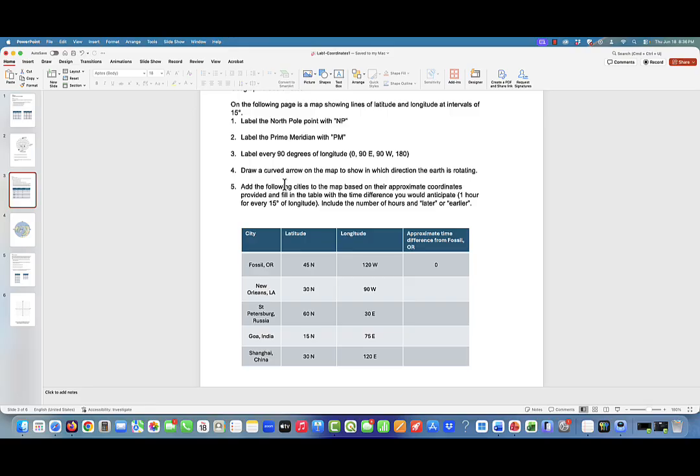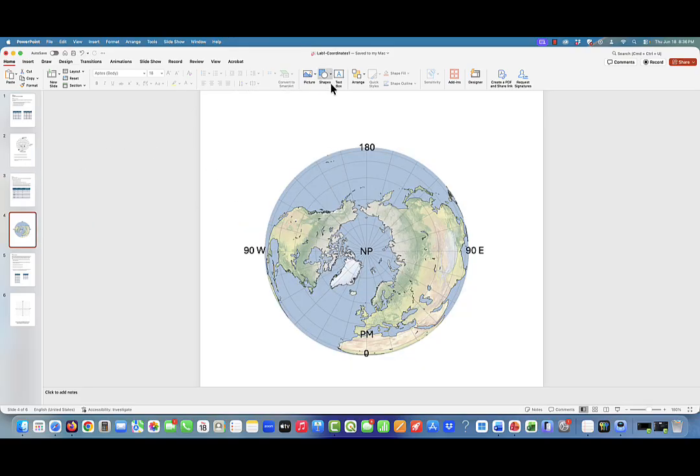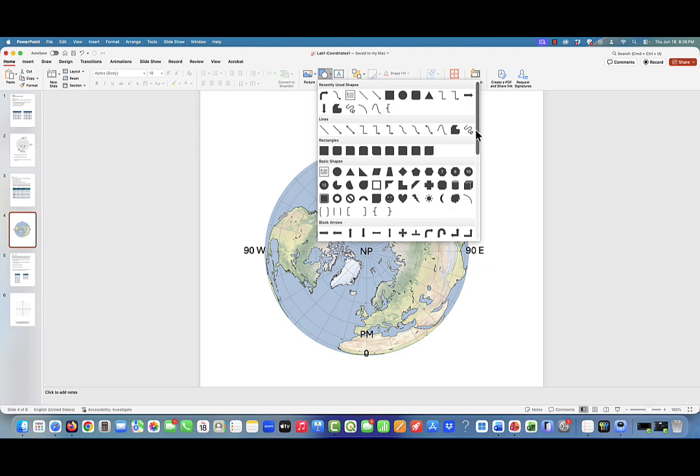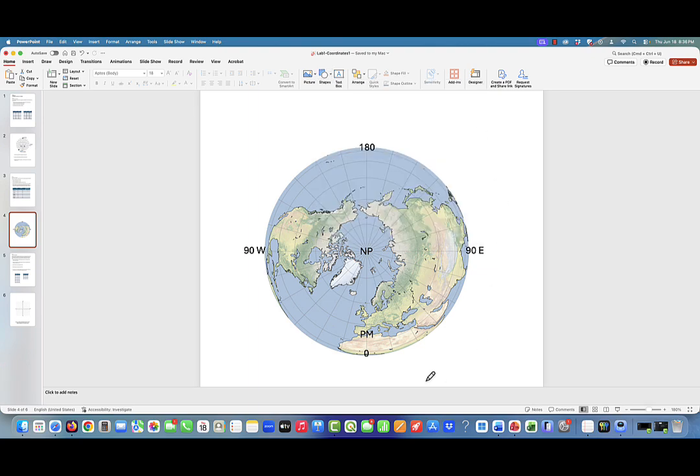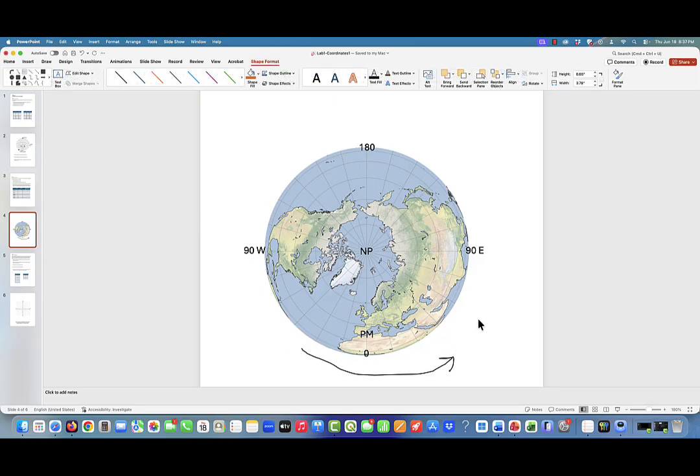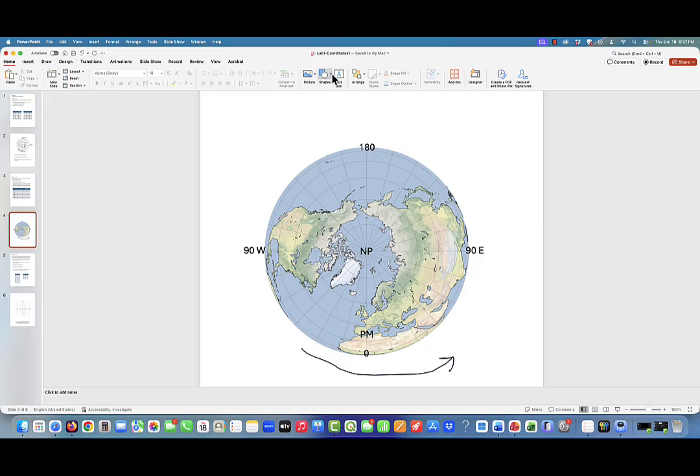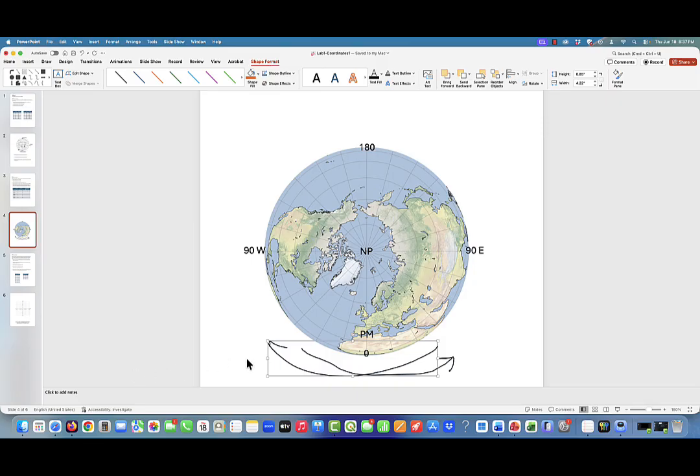The next thing we're going to do is draw a curve on the map to show which direction the Earth is rotating. It's kind of hard to draw this one, but the Earth is rotating around the North Pole. We know that. Depending on how you think it's rotating, just draw an arrow that looks like that. Or if you think it's rotating in the other direction, you can draw an arrow that looks like that. But please get that arrow on there, okay?